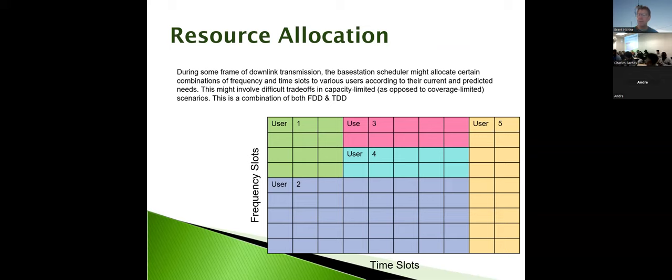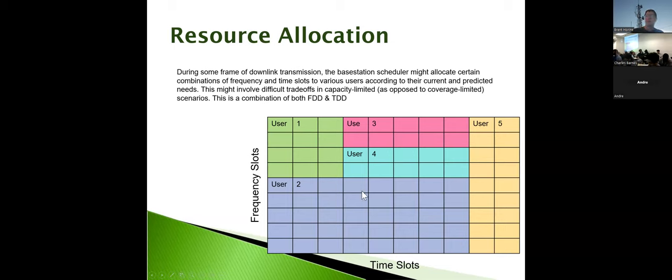It's a bit of an optimization problem where you're trying to simultaneously optimize all these different users under these constraints. These algorithms are typically held very proprietary by the base station manufacturers. But basically, during some frame of downlink transmission, the base station scheduler might allocate certain combinations of frequency and time slots to various users according to their current and predicted needs. This might involve some difficult trade-offs in capacity limited systems as opposed to coverage limited. It's not quite as challenging there, but it can be in other ways. So basically, we're doing a combination of FDD or TDD, or FDMA and TDMA type systems.